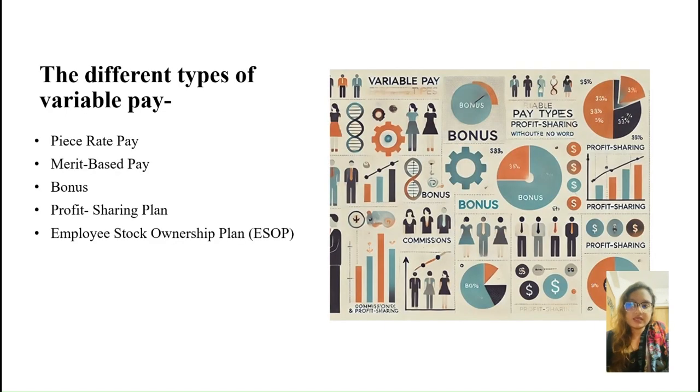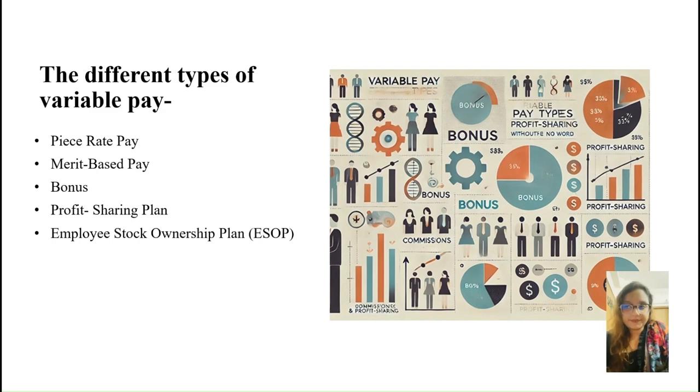Rewarding individual employees through variable pay programs. There are many kinds of variable pay programs to motivate employees. The first of them is piece pay rate. Piece pay rate is where employees are paid on the basis of the units they produce or their performance. In Bangladesh, for example, in the garment industry, employees are paid on the basis of their performance or the units they produce.